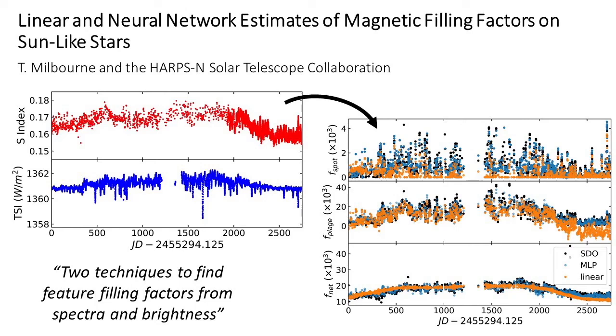In this work, we present a technique to estimate magnetic filling factors for spots, plage, and network regions using S-index and photometric observations. Two implementations of this technique are demonstrated on the Sun and may be applied to stellar targets.